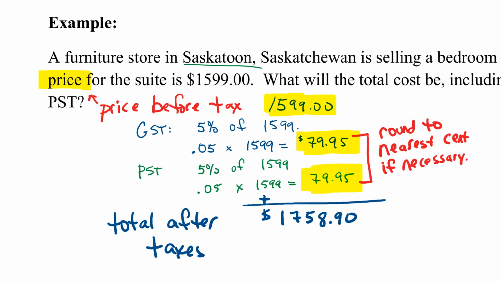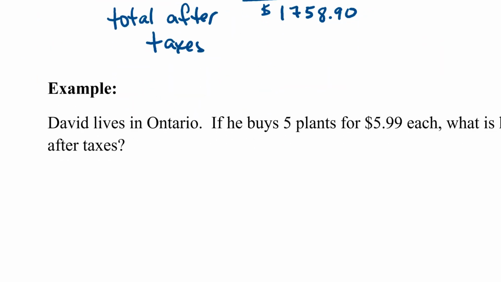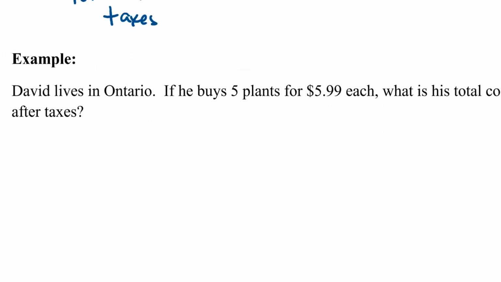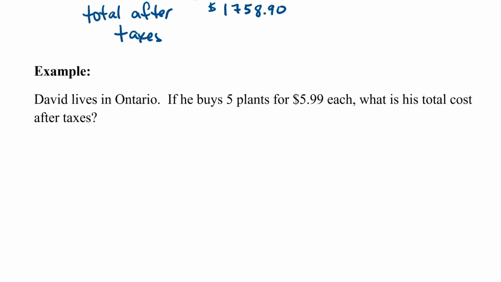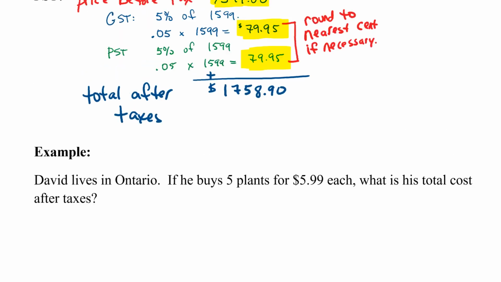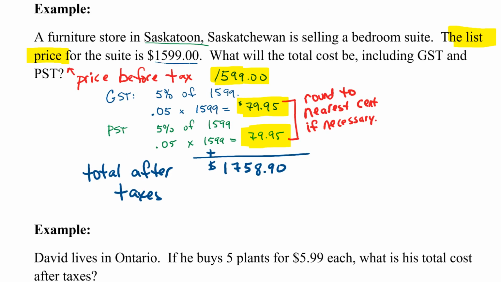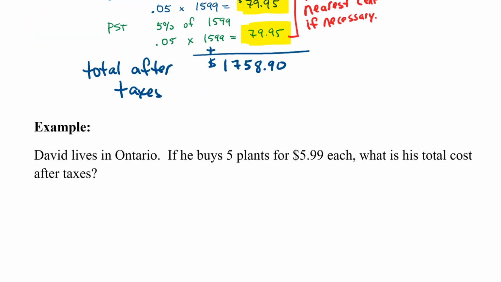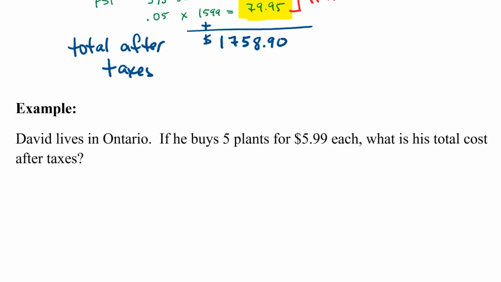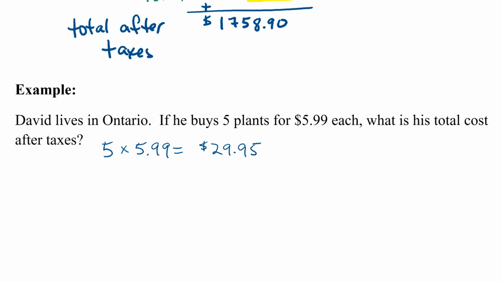Okay, so that's the first example. Let's try the second example. It says, David lives in Ontario. If he buys 5 plants for $5.99 each, what is his total cost after taxes? Okay, so it's a little bit different from the first one. In this case, they give you the initial price, and in this one, we have to sort of figure it out. If he's buying 5 plants, and each one is $5.99, if I multiply that out, I will get $29.95. So that's going to be my total before the taxes, right?